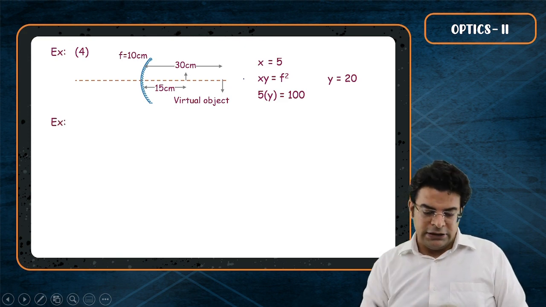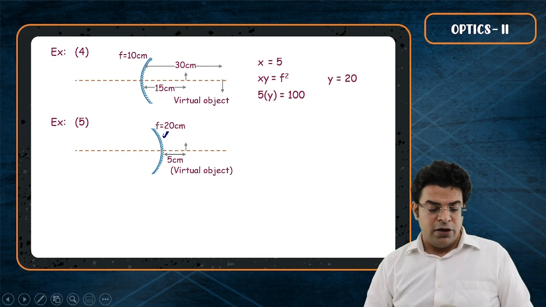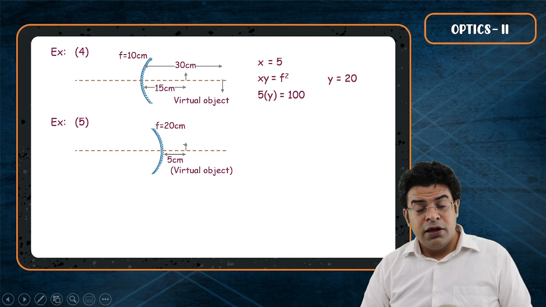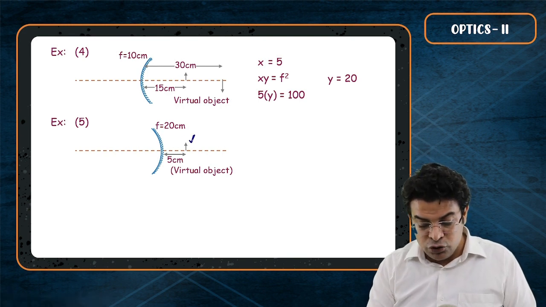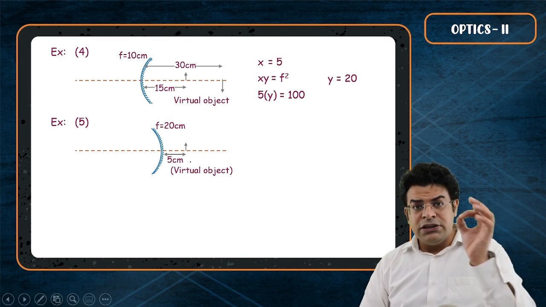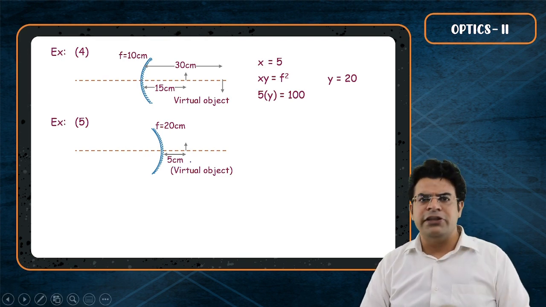Let's see one more example. Now this time I have taken a concave mirror. The focal length of this concave mirror is 20 centimeter. And here you can see we have placed a virtual object at a distance of 5 centimeter. Your mission is to determine the position of image without even raising pen.